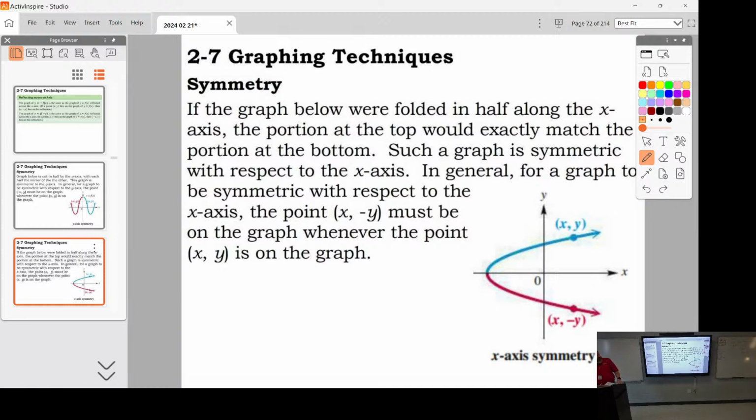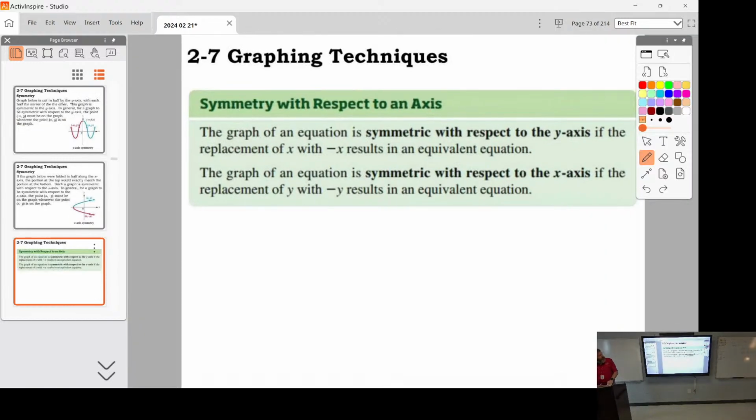Here's a graph that's reflected across the x-axis. So if we folded it vertically, it's a reflection across the x-axis. The graph of an equation is symmetric with respect to the y-axis if you replace x with negative x and get the same thing. If you replace x with negative x and you get the exact same equation you started with, then it is symmetric about the y-axis. If, however, you replace y with negative y, that makes it symmetric about the x-axis. What if it was symmetric about both? Okay, that's going to happen here in a little bit.